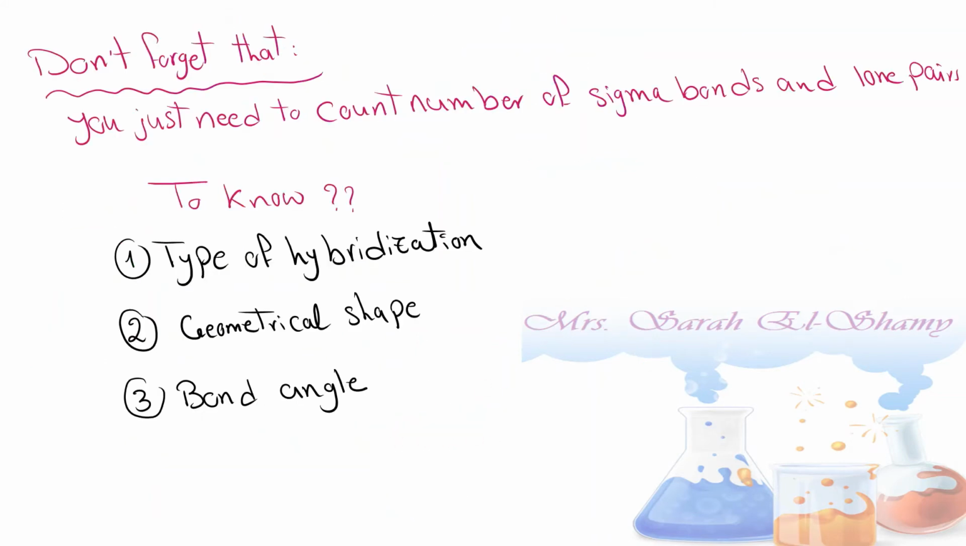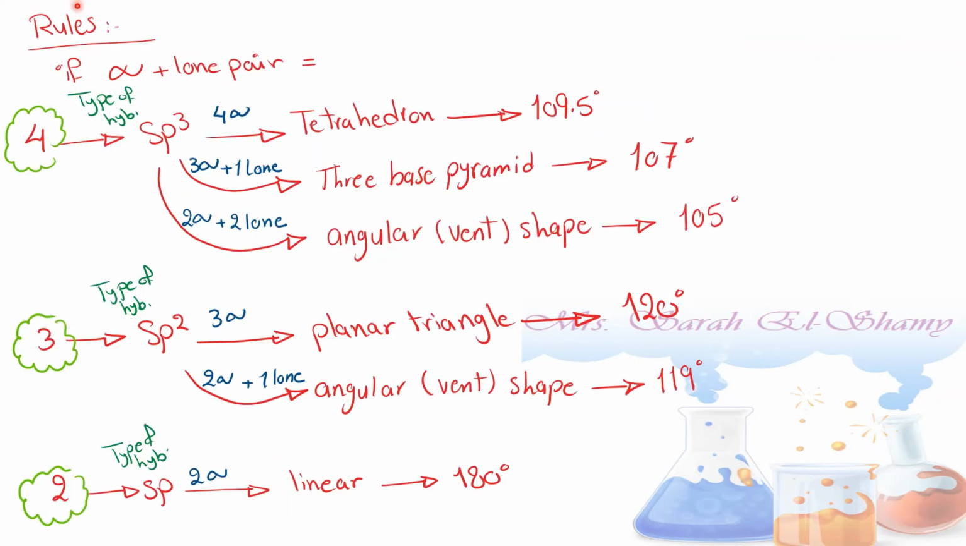Now, we should start to know more about hybridization and VSEPR theory. So don't forget that you just need to count the number of sigma bonds and lone pairs to know, first, the type of hybridization, second, the geometrical shape or the stereostructure of the molecule, and third, the bond angle. Okay, what about our rules?